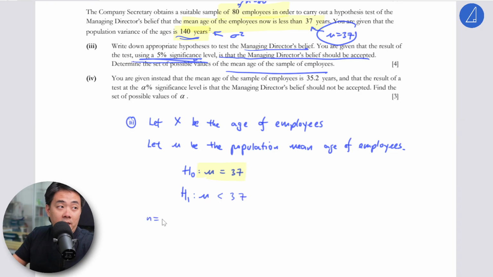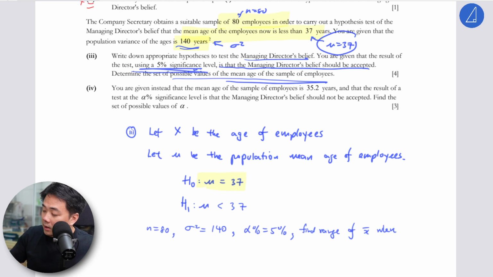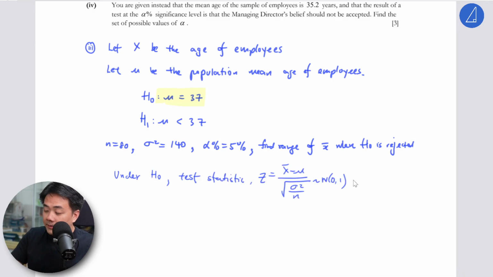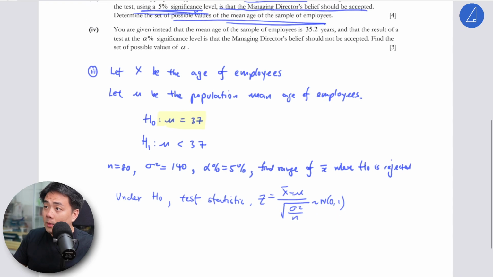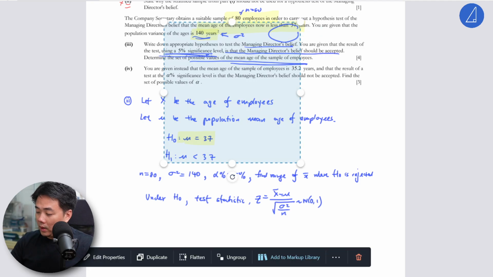Okay, so we have n equals 80. I have got sigma squared, this one. Then what else do we need? Alpha percentage is 5%. Okay, we need to find the set of possible values of the mean age. So basically we need to find the set of values for which H0 is rejected. Okay, this is what we need. So under H0 the test statistic is always a z-test. We use the z-test, then approximately by CLT, because your population is not known to be normal. If it's not known to be normal, definitely have to use CLT. Okay, so that's the first thing we need to know. So I think just write that down.